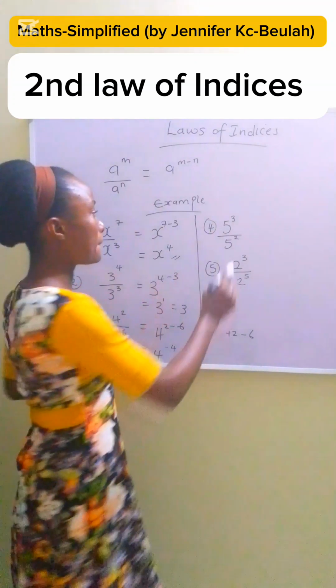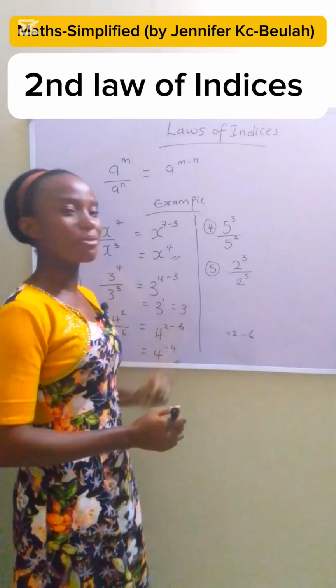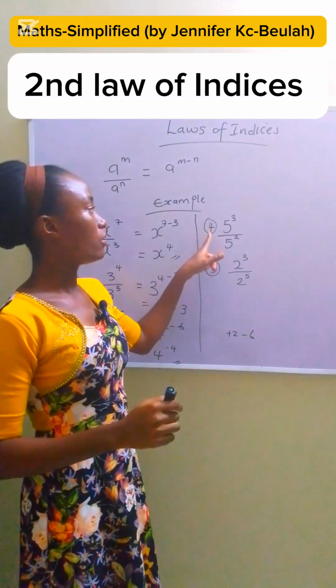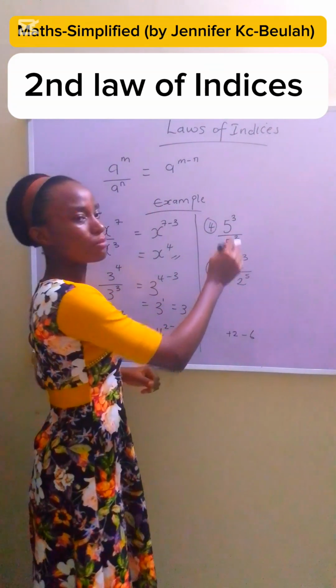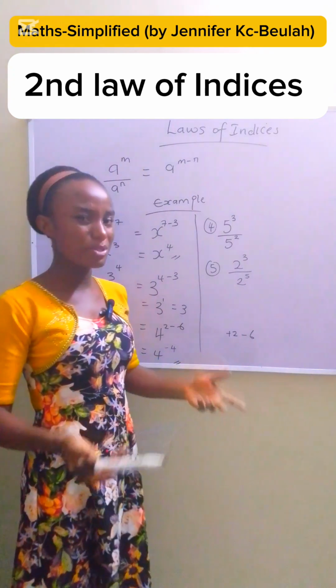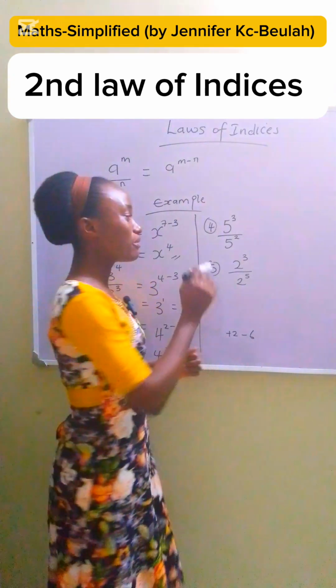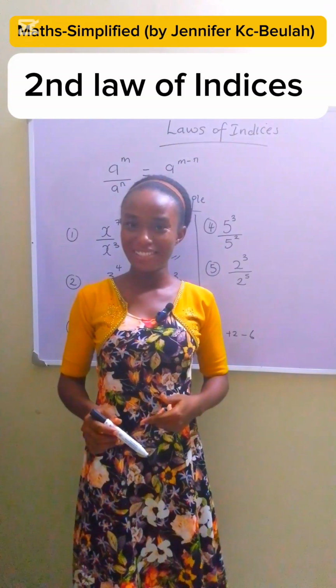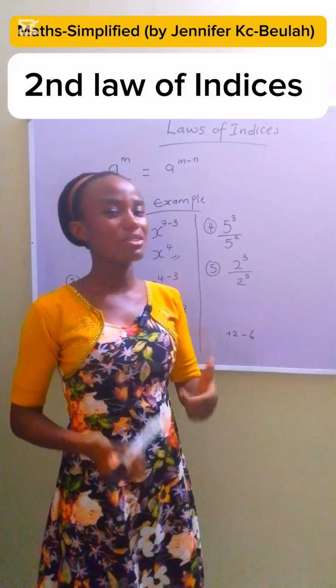Now, I want you to do number 4 and number 5 for me. If you've gotten your answer, just don't forget, put your answer. I want to just see number 4, 5 raised to the power 3 over 5 raised to the power 2. What is your answer? Number 5, 2 raised to the power 3 over 2 raised to the power 5. What is your answer? Now, thank you so much. Once you got your answer, don't forget, drop that answer in the comment section. Now, we will know how to know if you actually follow.